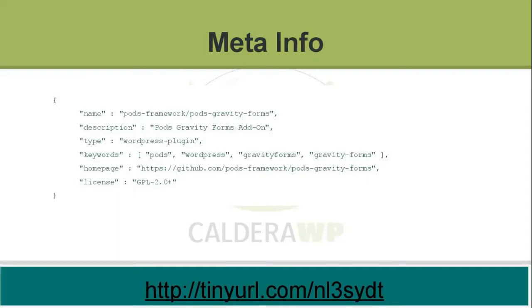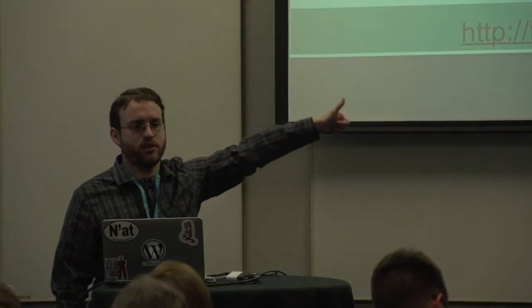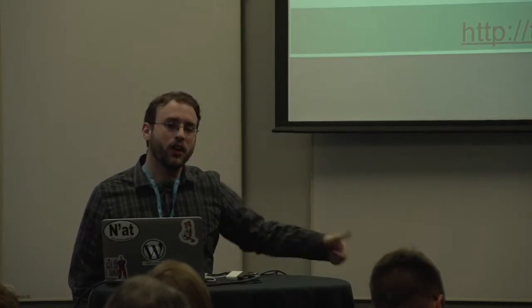But this is the meta info, this is at the beginning. This is telling us the name of the package, and that's vendor slash the package name. Give it a description. This is generally the same as your plugin or theme description. What type? This is the most important piece in this entire thing. Composer by default treats all packages as a library. If you're making a WordPress plugin or a WordPress theme, it's aware that that's a thing, but you have to tell it that this is a type wordpress-plugin.